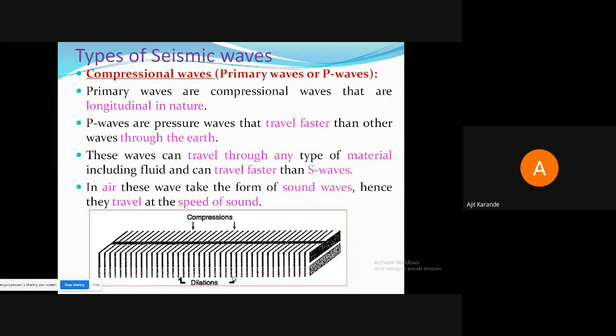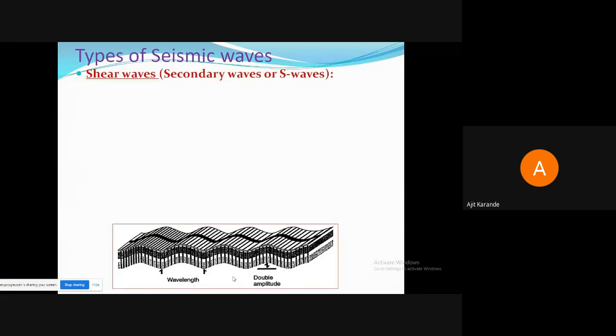Then the next type of wave is shear waves, also called secondary waves or S waves. S waves are also known as secondary waves, or in some cases transverse waves or distortional waves. Now, here you can see at the bottom one figure is there.